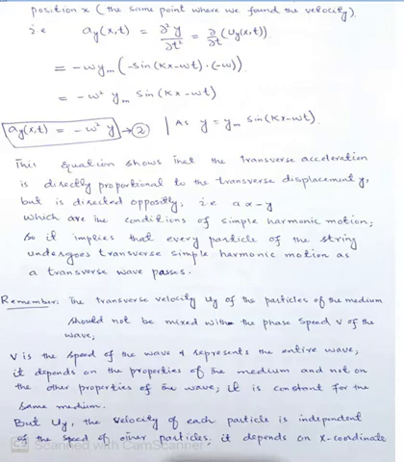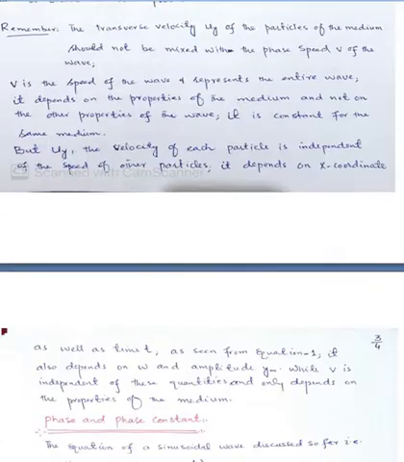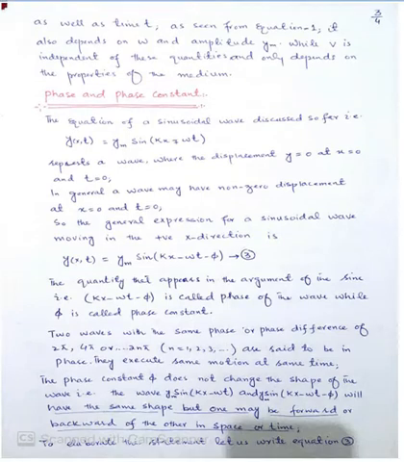uy is the velocity of each particle and is independent of the other particles. It depends on the x coordinate as well as on the time. So uy depends on the angular frequency omega and also on the amplitude, while v is independent of such quantities.